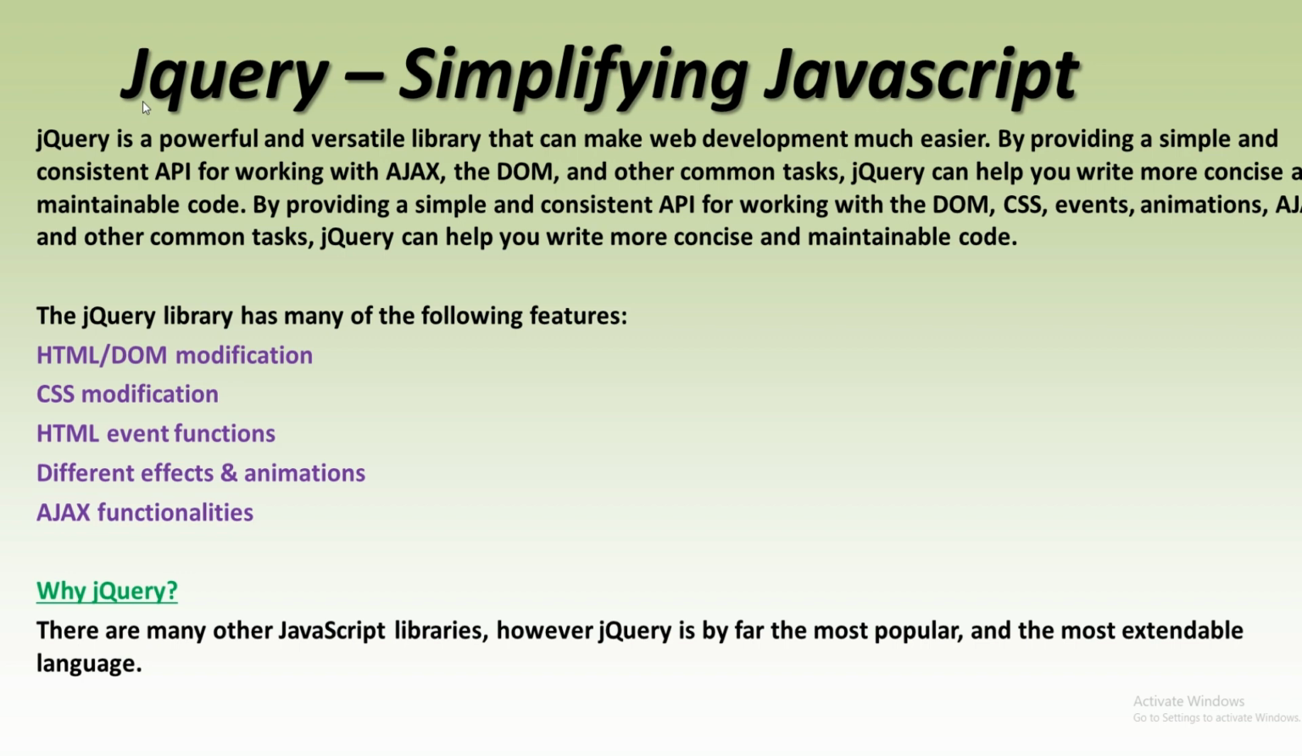By providing a simple and consistent API for working with the DOM, CSS, events, animations, Ajax, and other common tasks, jQuery can help you write more concise and maintainable code. The jQuery library has many of the following features. It can modify an HTML or a DOM. So what is the DOM? DOM is the document object model. It also offers CSS, the cascading style sheet, modifications, HTML event functions, different effects and animations, and Ajax functionalities.